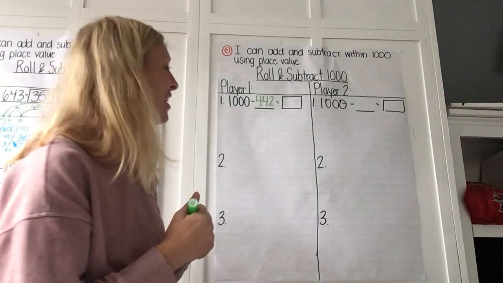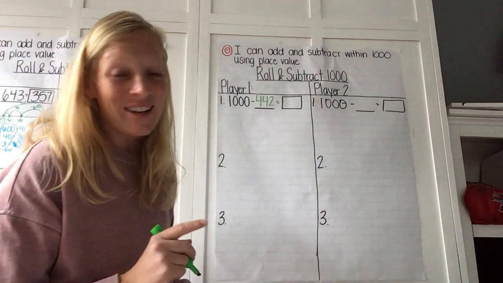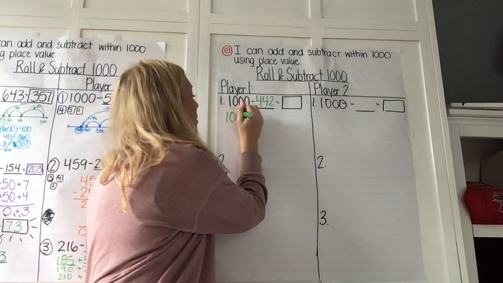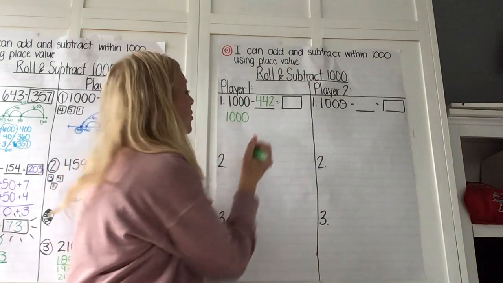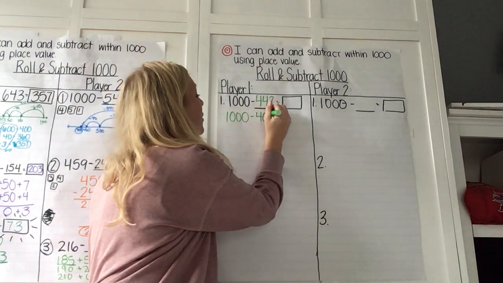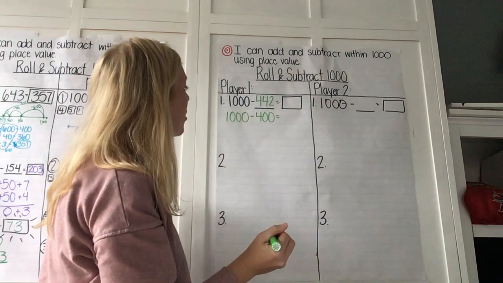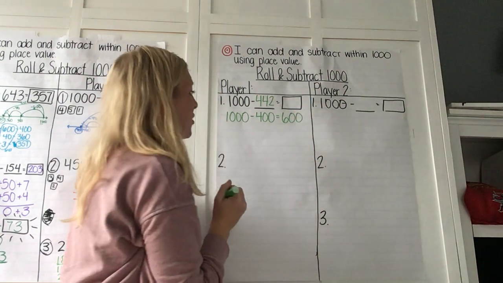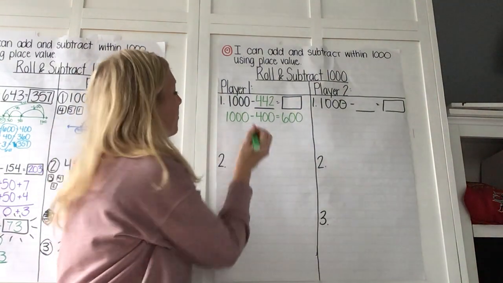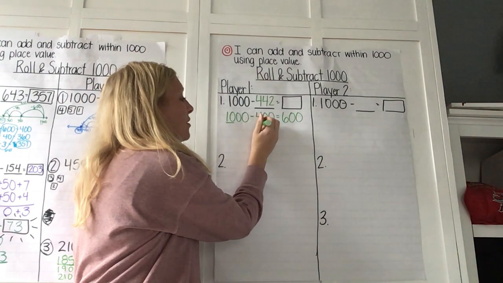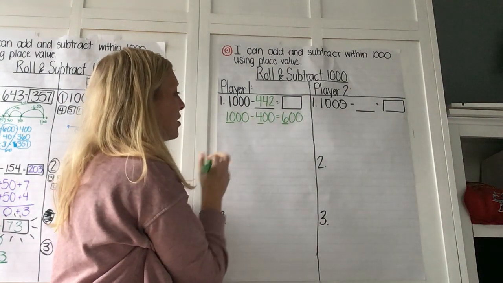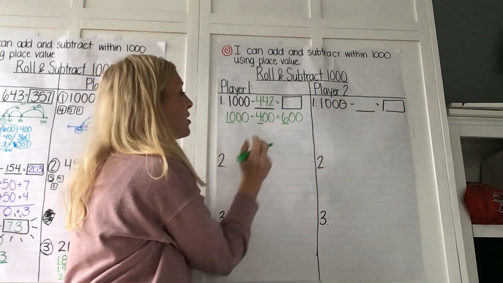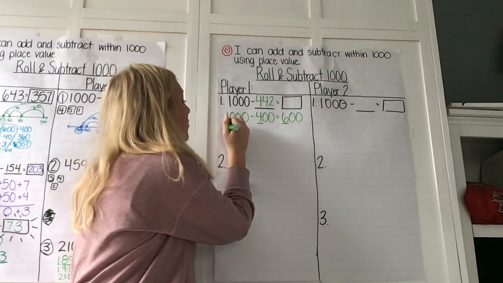Shall we show? Here's one of the strategies that I saw someone doing in my class. Will you share? You started with 1,000. So what did you do first? Took away 400. Okay, when you took away 400, what did you get? 600. Okay, and how did you know that? Because 10 take away 4 equals 6. So 1,000 or 10 hundreds take away 4 hundreds equals 6 hundreds. Right, then what did you do?